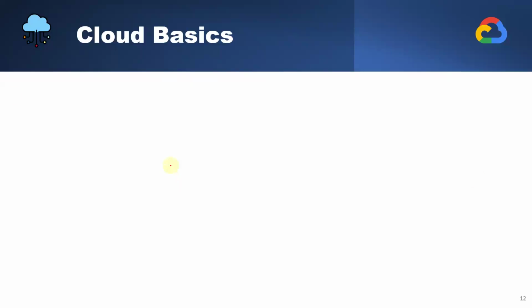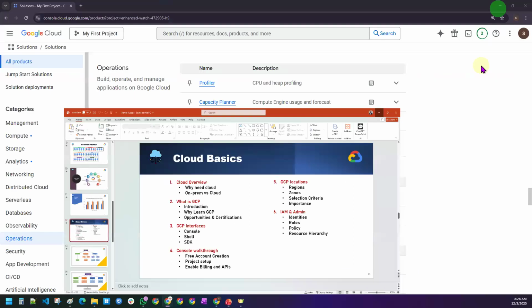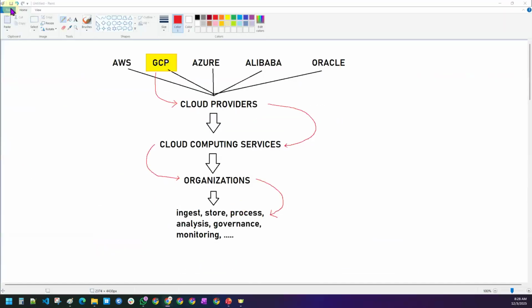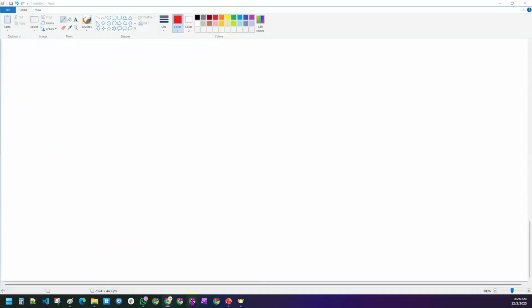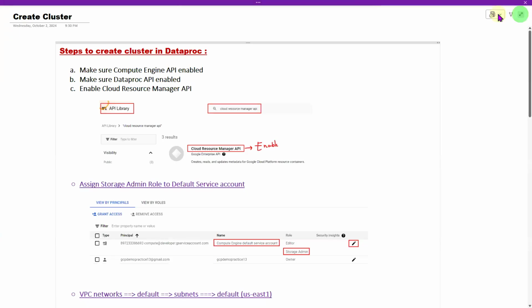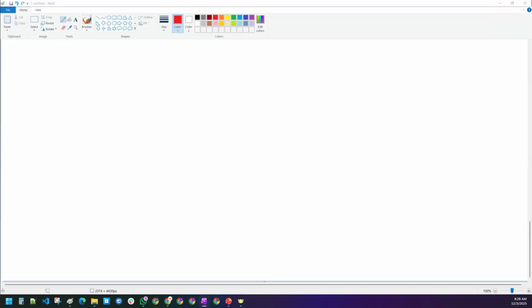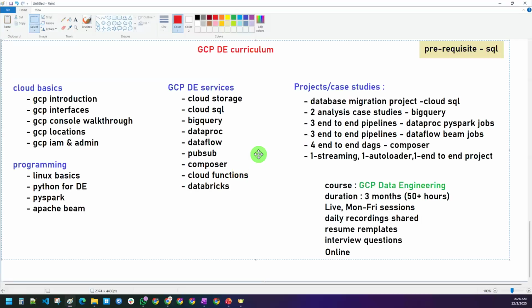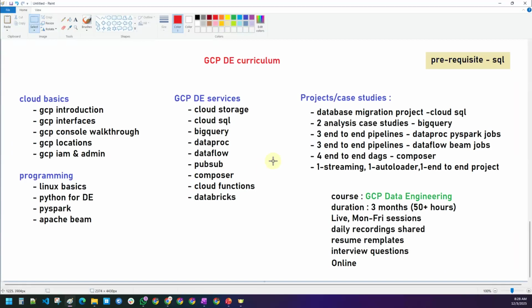Let me go to this. I already have an image, I'll show you guys. Let me put an image here so that you can understand it easily. Each and every topic we are going to cover, I'm going to put it here. So this is going to be our detailed course curriculum for GCP.